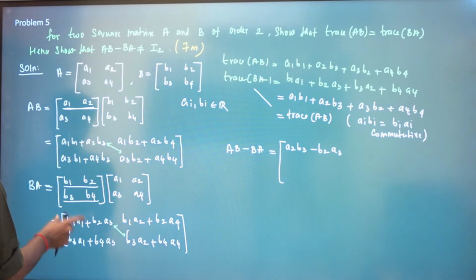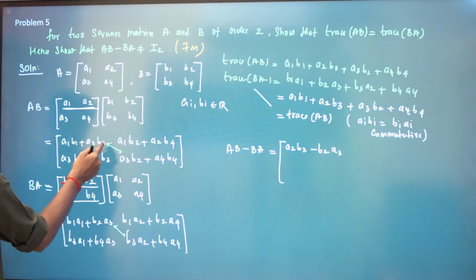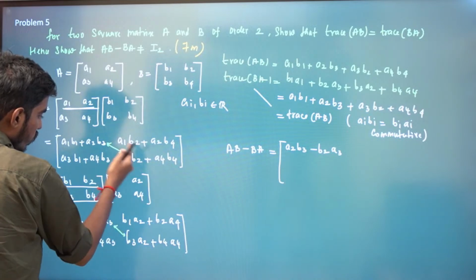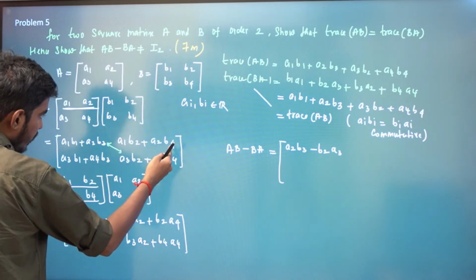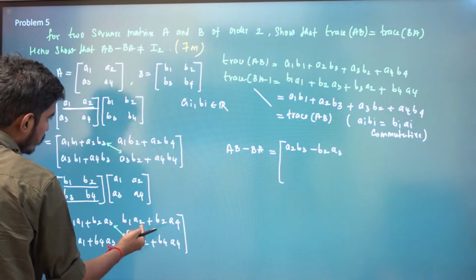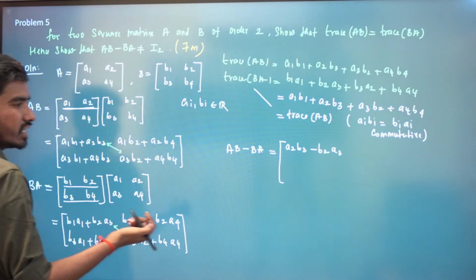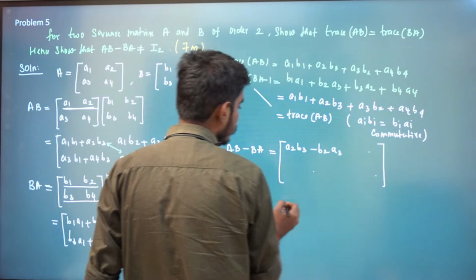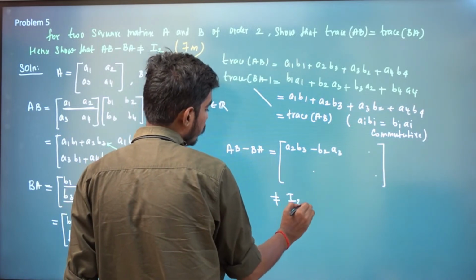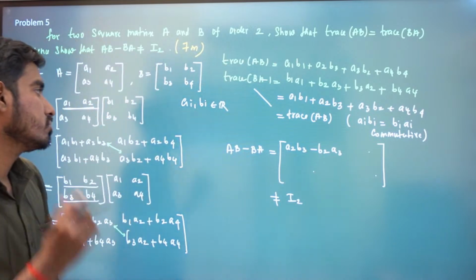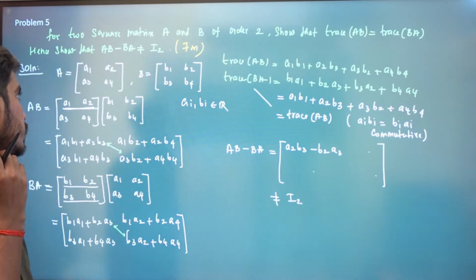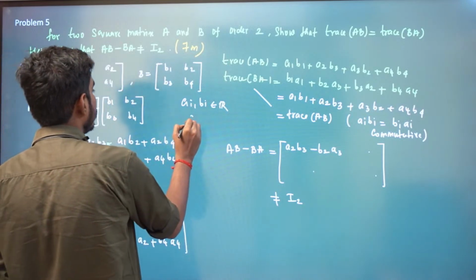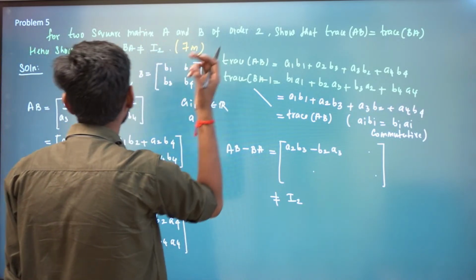So the first element, A1 B1 and B1 A1, will get cancelled. Then A2 B3 minus B2 A3. Now here you can see A1 B2 plus A2 B4 minus B1 A2 minus B2 A4. You can check this out, right? So you will have some element here, you will have some element here, which is not equal to the identity matrix of order 2, right? This is not equal to the identity matrix of order 2.